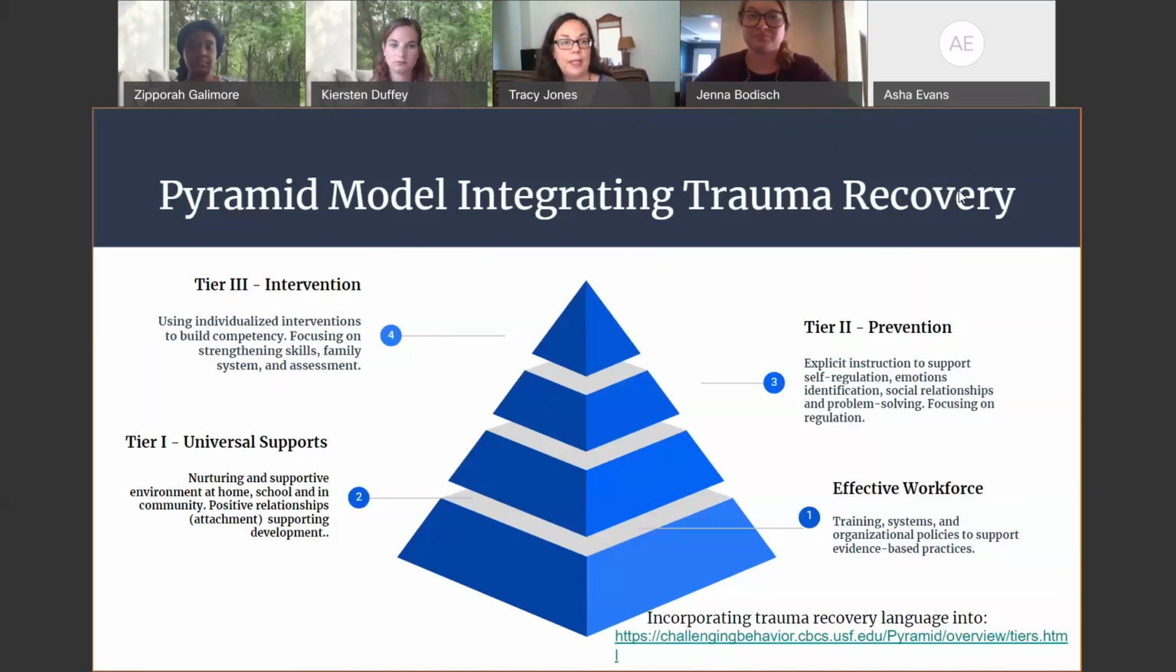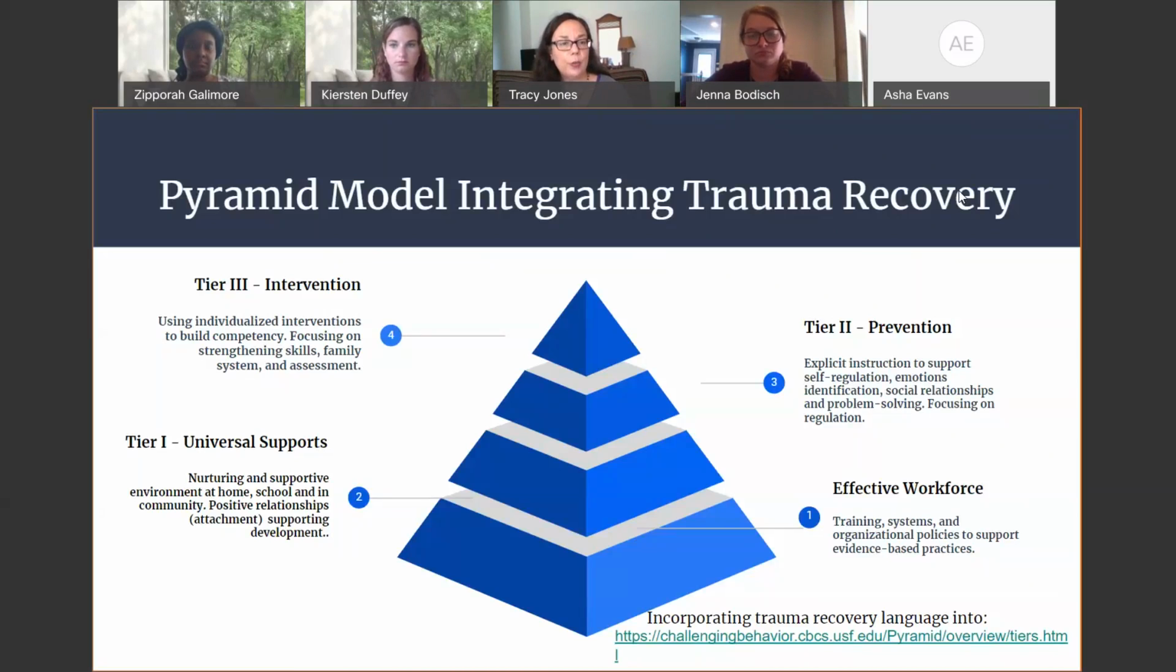So this is the pyramid model for integrating trauma recovery. Very briefly, the base of that is having an effectively trained workforce. And we are part of that workforce. And this conference is helping us to get those skills that we need to be constantly improving our practices.